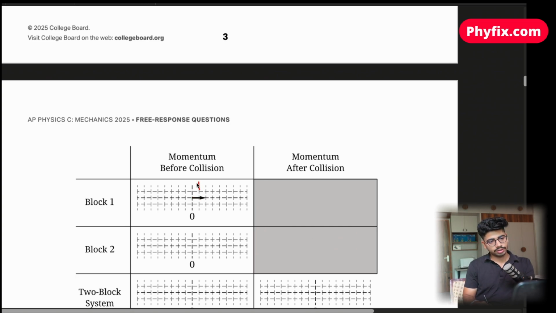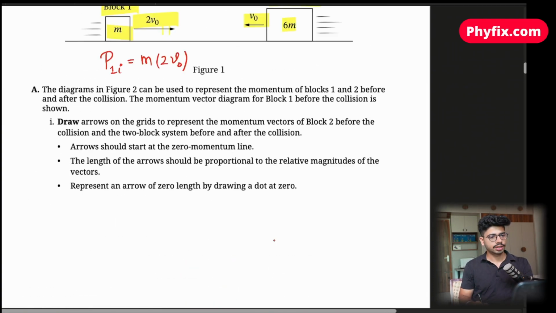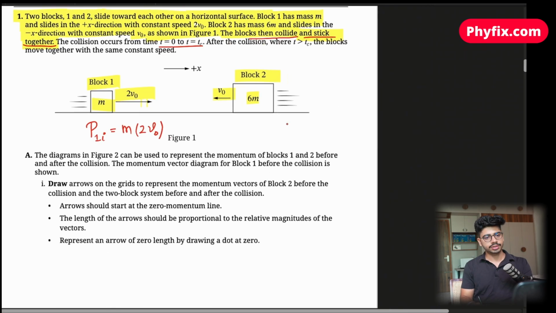So if I write the momentum for the first block initially, that is before the collision, it is 2mv naught. So we have to keep proportional arrows only. So this is for 2mv naught. And let's calculate the momentum of the second block also.